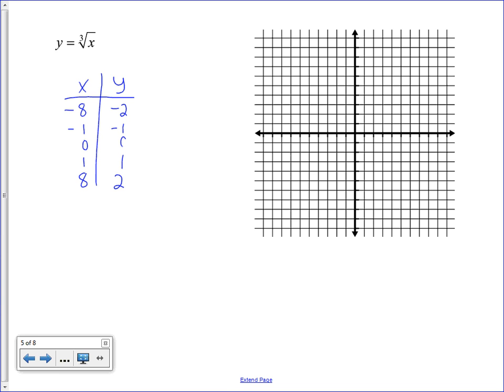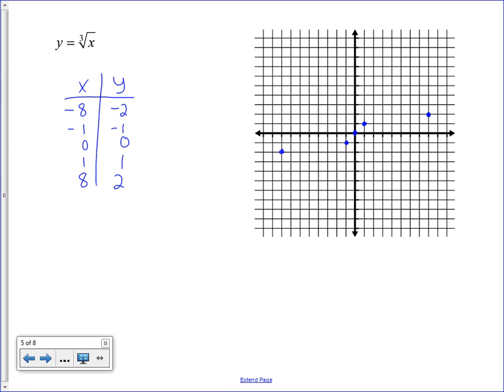Okay, and now I'm ready to graph. There's no shifting that needs to be done. These points are going directly onto the graph. So I'm going to find (-8, -2), (-1, -1), (0, 0), (1, 1), (8, 2).